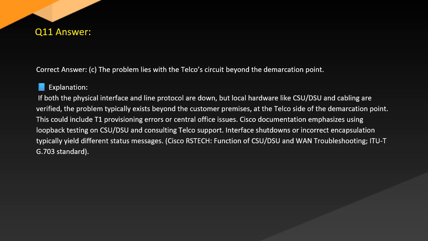Blue Book explanation. If both the physical interface and line protocol are down, but local hardware like the CSU/DSU and cabling are verified, the problem typically exists beyond the customer premises, at the telco side of the demarcation point. This could include T1 provisioning errors or central office issues. Cisco documentation emphasizes using loop testing on the CSU/DSU and consulting telco support. Interface shutdowns or incorrect encapsulation typically yield different status messages. Cisco RSTECH, function of CSU/DSU and WAN troubleshooting. ITU-T G.703 standard.